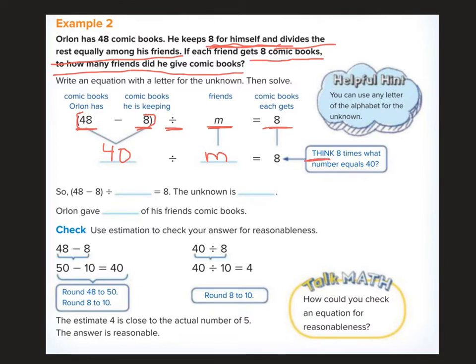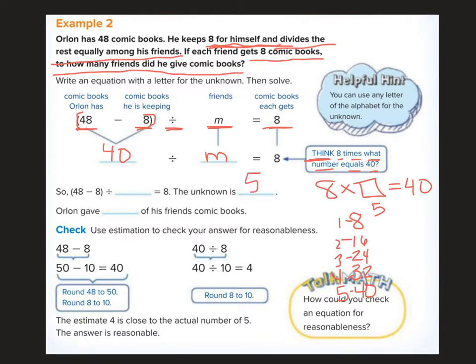So I can think, 8 times what number equals 40? So 8 times box equals 40. Well, I know that 8 times 5 equals 40, but if you don't know that, you can go 8, 16, 24, 32, and 40. That'd be 1, 2, 3, 4, 5 eights. So I know that the unknown is 5. He gave 5 friends some books. So Orlan gave 5 of his friends comic books.